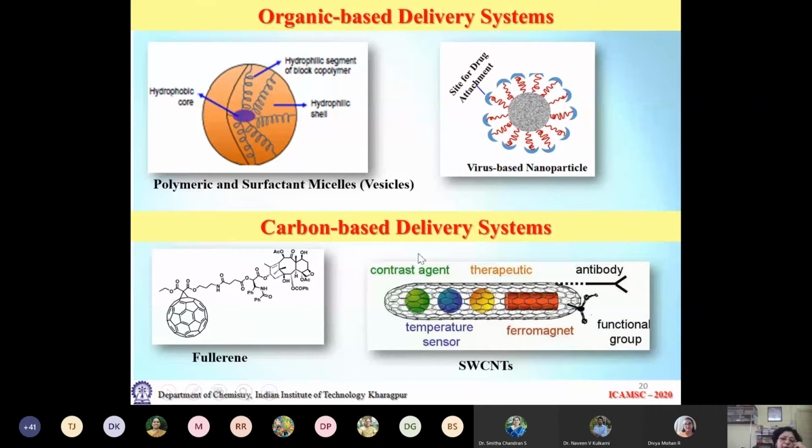Then you have the carbon based systems, which can be fullerene, or carbon nanotubes, single or multi wall. You can have graphene oxide, you can have graphene quantum dots. These sort of things can be taken up when we are talking about carbon based delivery systems. In fact, this is what I am currently interested in.